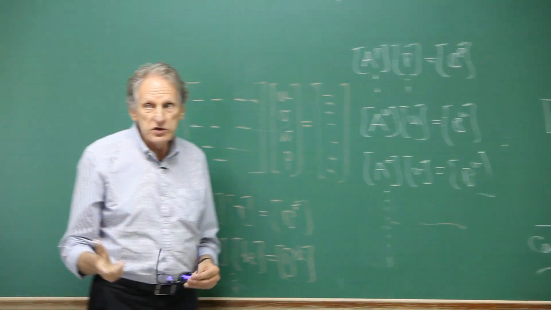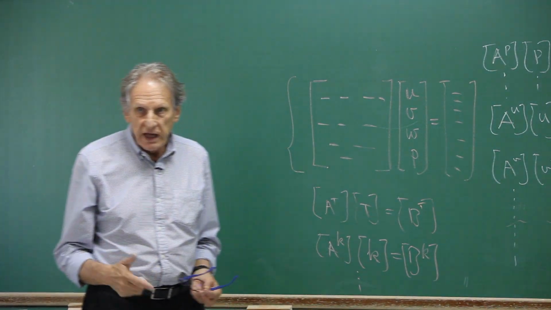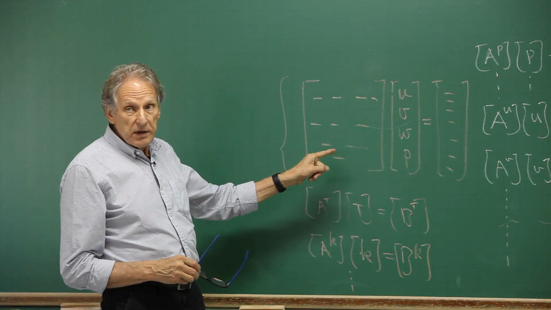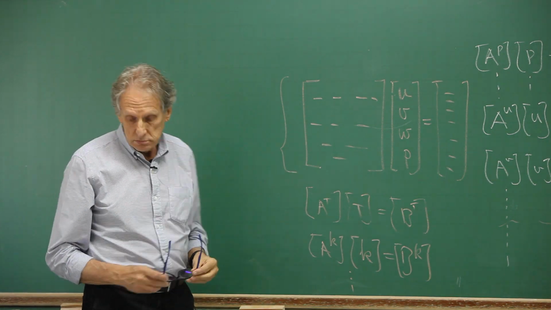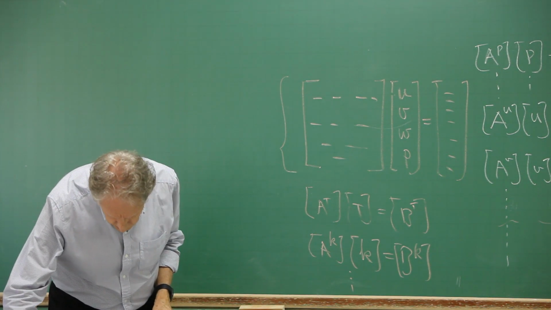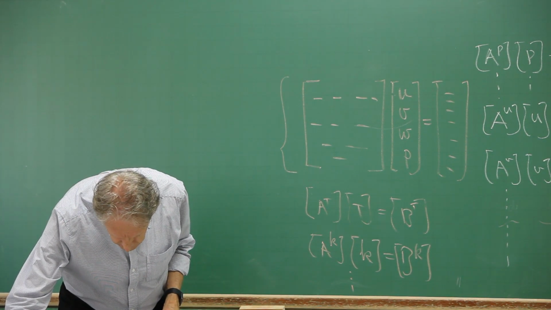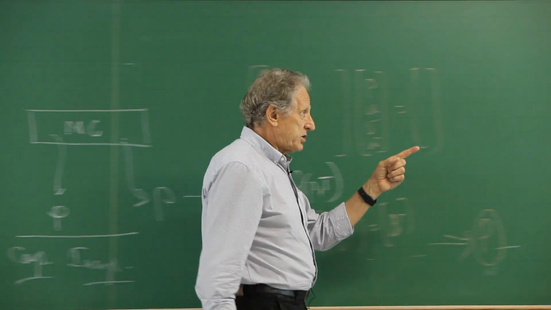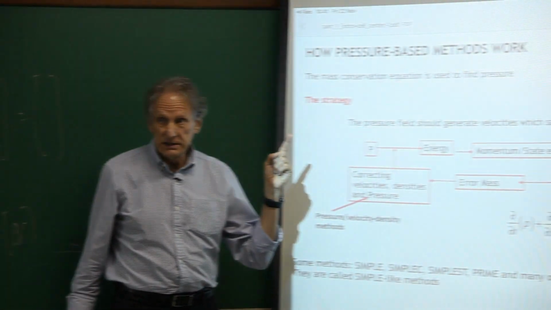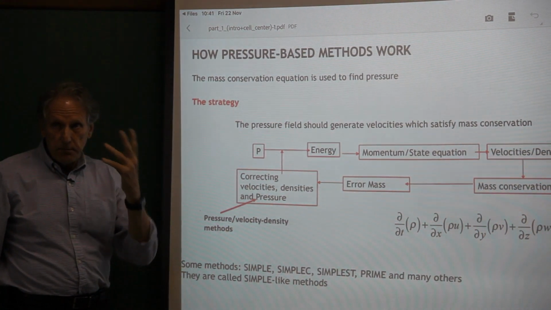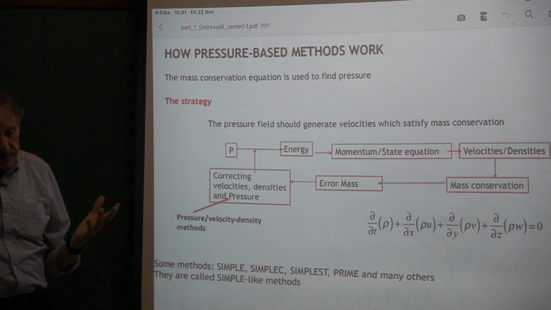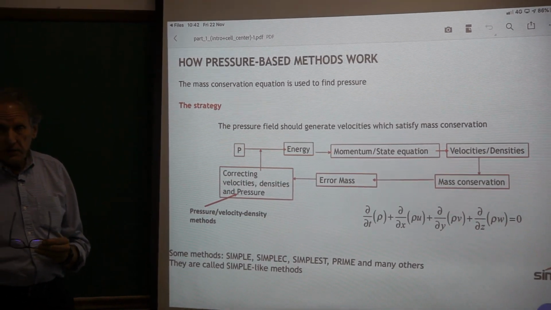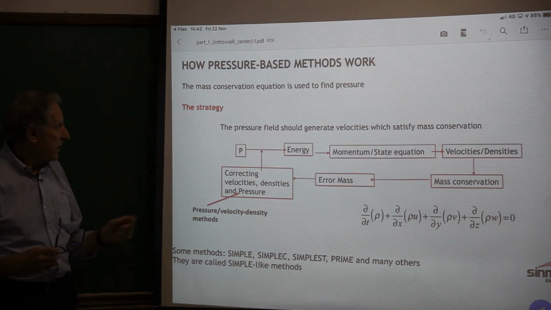So it's possible to solve simultaneously U, V, W, and P. It is being solved a compressible flow. Yeah, this is the slide which tells us how pressure-based methods work. I already mentioned that the pressure-based methods work by transforming the mass conservation equation into an equation for pressure.